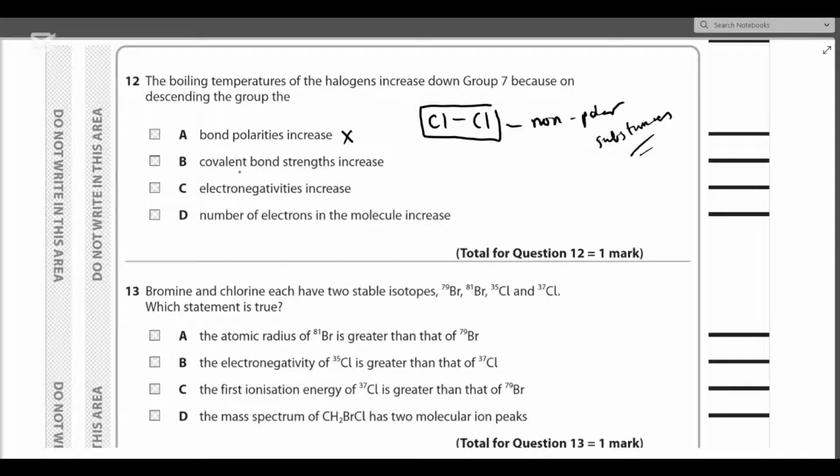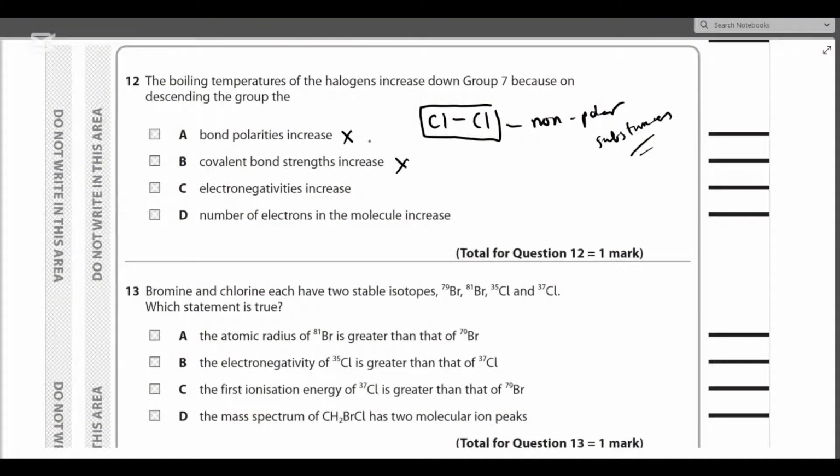If I talk about B, covalent bond strengths increase. Now that is also not correct because we know that covalent bond strengths tend to decrease with increase in the bond length. So that is not correct as well. This leaves us C and D.